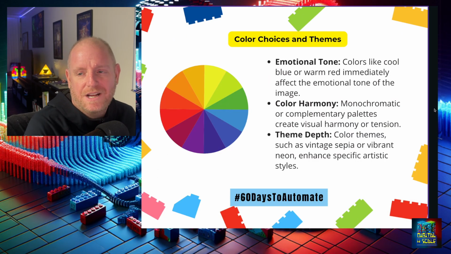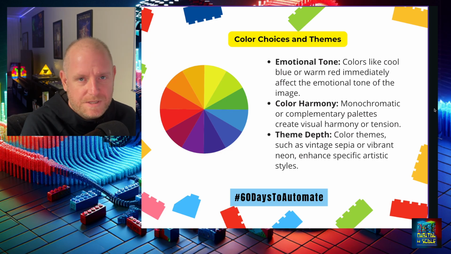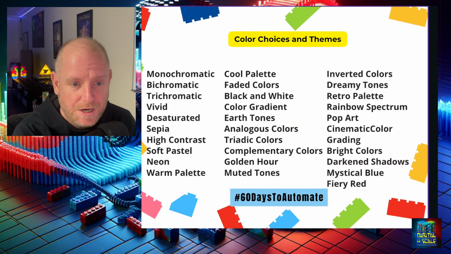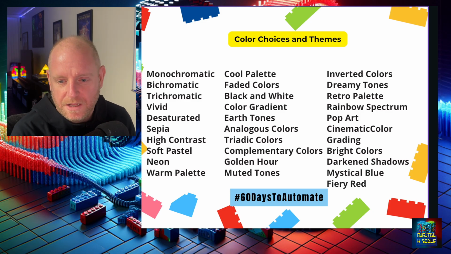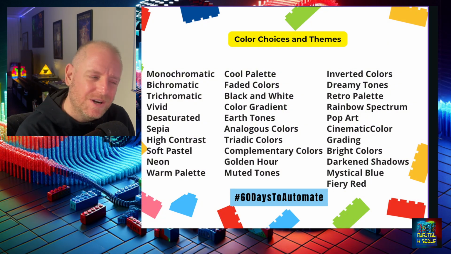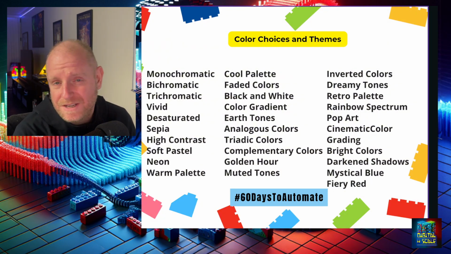All right, next one is color choices and themes. This can help set an emotional tone. This is where you can define different colors. Do you want a cool effect? Do you want monochromatic or inverted colors? Do you want pop art or earth tones? This is where you can really set it. However, I wouldn't use this for specific colors.